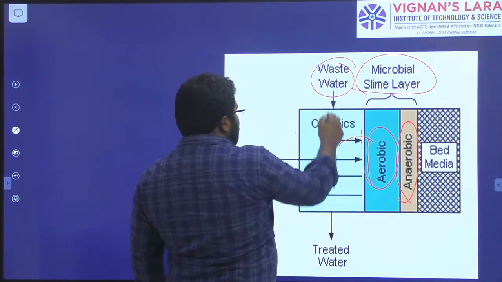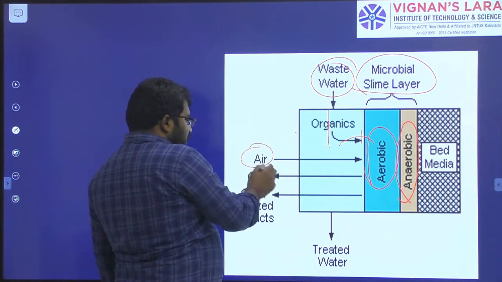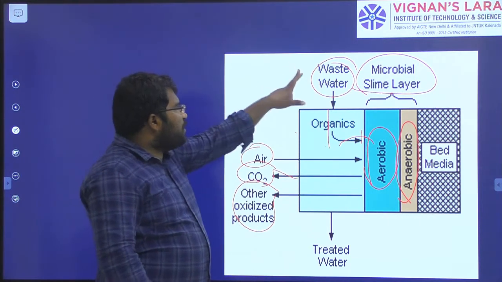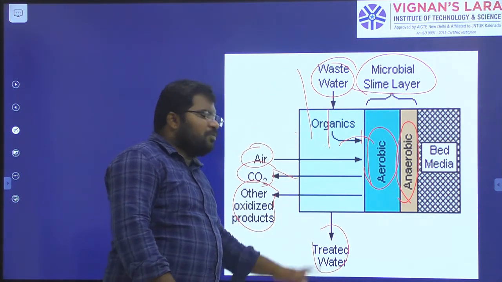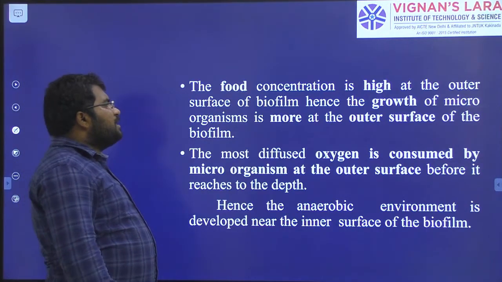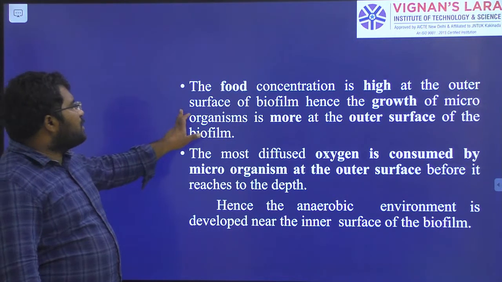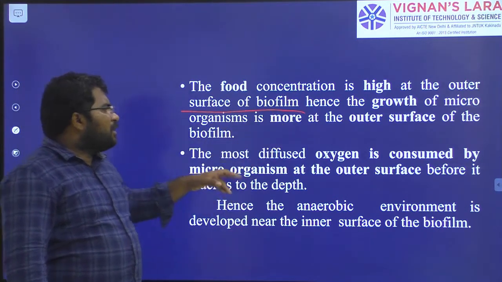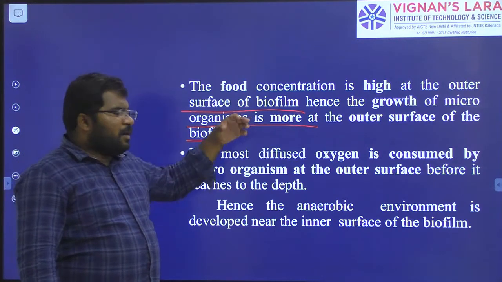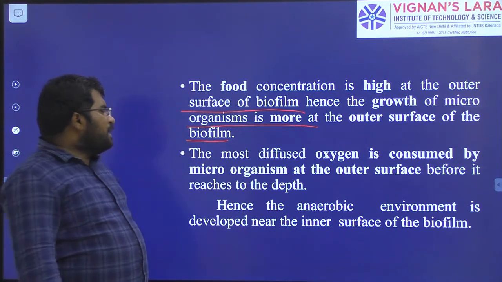Here wastewater will come, right? See, air will be there, CO2 will come out, and other oxidation products will come out. The wastewater will come here, and treated water will move out of this process. Okay. Next, the food concentration is high at the outer surface of the biofilm. Hence, the growth of microorganisms is greater at the outer surface of the biofilm. Obviously, the outer surface is going to increase daily.